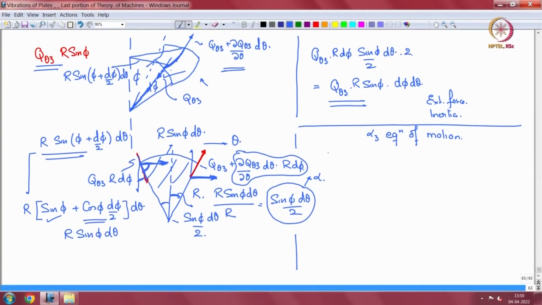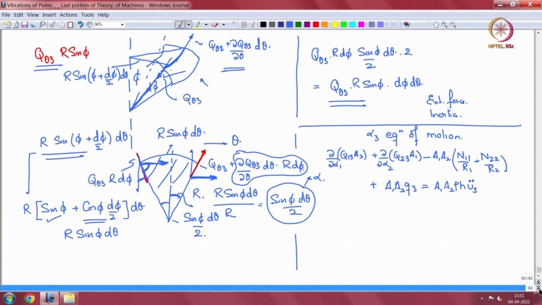The terms look like del by del alpha 1 of q13 a2, plus del by del alpha 2 of q23 a1, minus a1 a2 times n11 by r1 plus n22 by r2, plus the usual terms a1 a2 q3, is equal to the inertia term a1 a2 rho h u3 double dot.